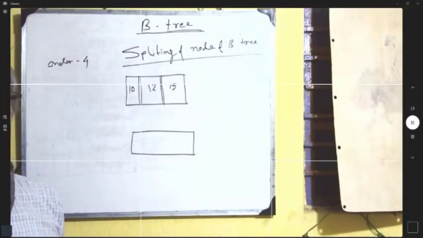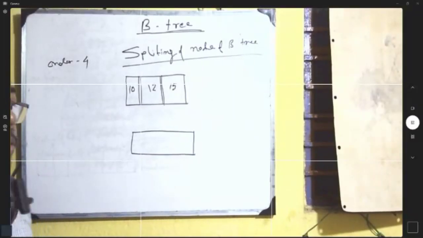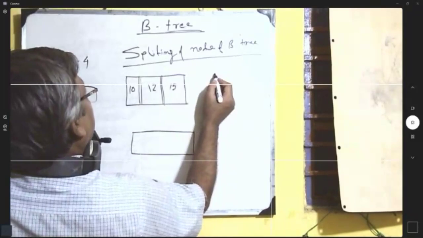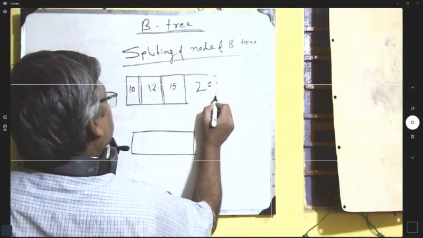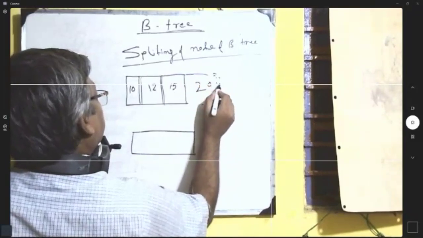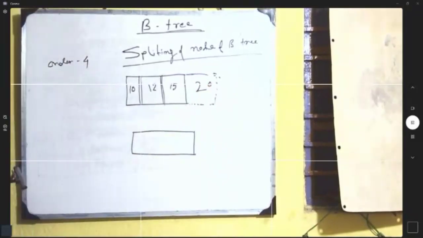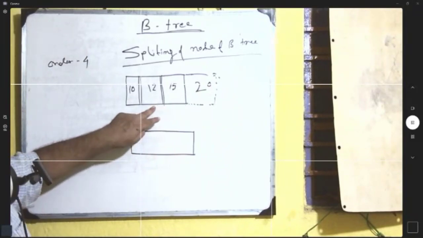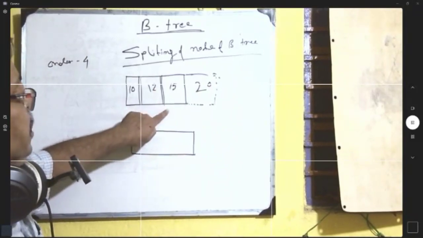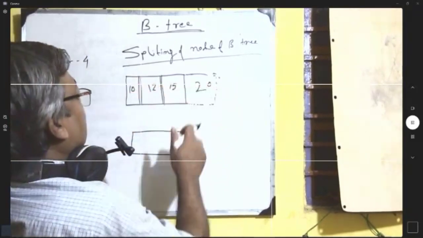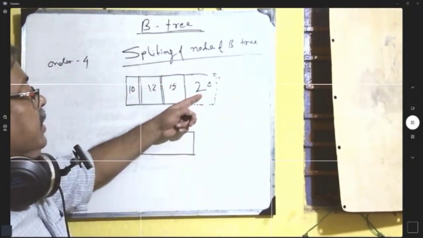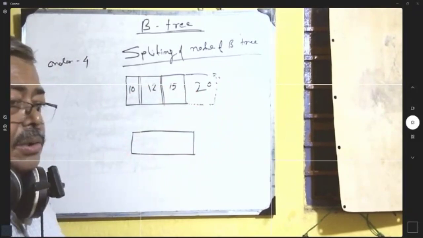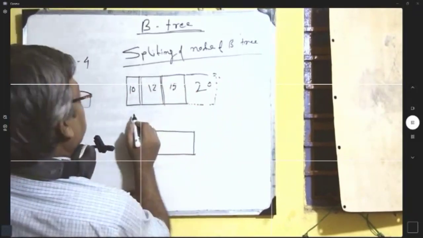And if we want to enter another key, that is 20, there is no provision to enter 20 in this node. So I am showing a dotted line. Now I have to split the node, and this splitting will be done by the middle way. Taking the incoming key 20, I am splitting this node.